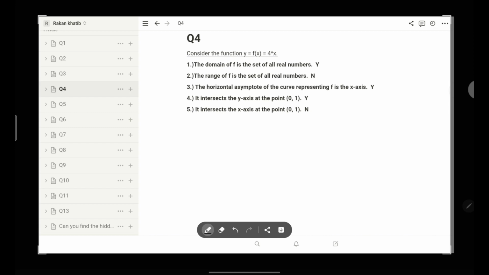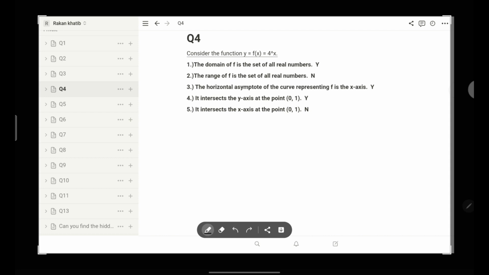Okay, so here we're trying to figure out which options are correct. The domain of f is a set of all real numbers. Whenever they ask for the domain, they mean x. Now, can you put x as any number? Yeah, we can. So it is the set of all real numbers. That's correct. The range of f is a set of all real numbers. Whenever they're asking for the range, they mean the y. And can you get any number as y, or like the outcome in general? No, you can't, because you can't get 0 or a negative number, because it's 4 to the power of x. There's nothing you can put instead of x to give you a negative number or 0. So that's incorrect, since here it's saying it's a set of all real numbers.